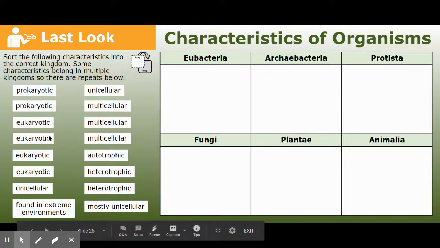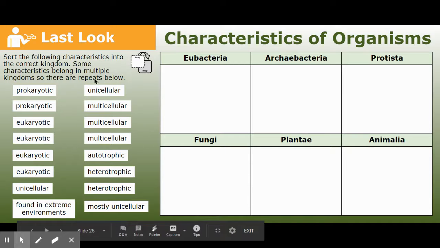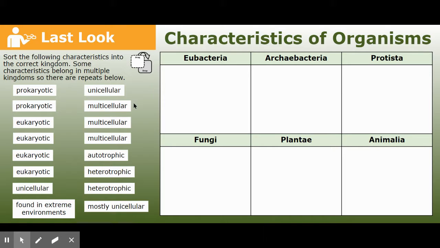Now you are going to drag all these into the correct kingdom. You may have to go back into the different kingdoms to remember. It says some characteristics belong in multiple kingdoms, so there are repeats. Notice there are multiple multicellular, multiple prokaryotic, multiple eukaryotic. So you're going to drag and drop those into the correct boxes.